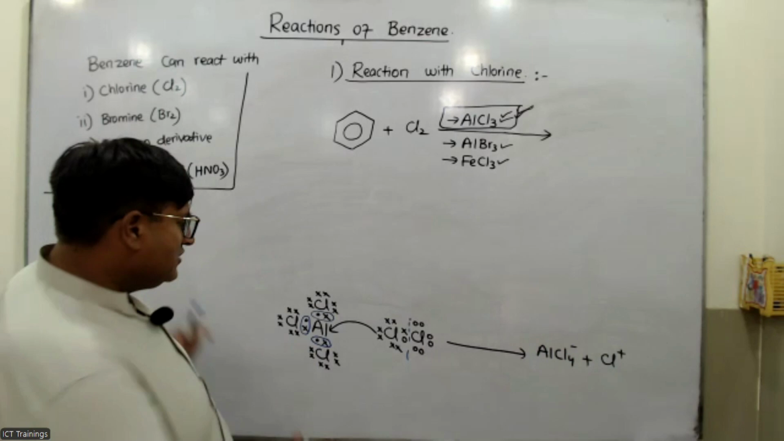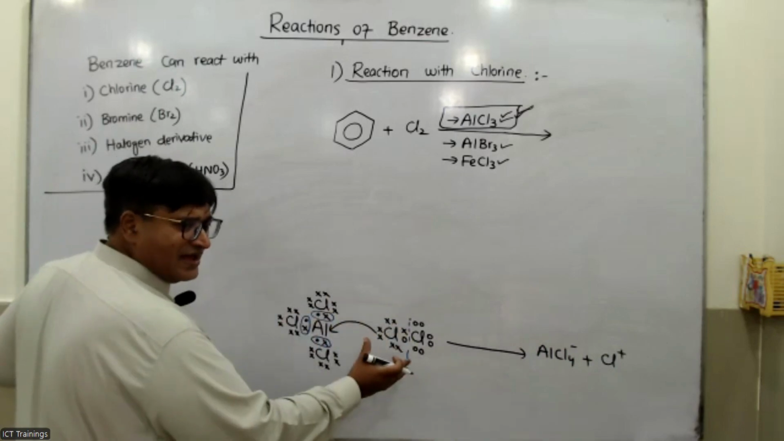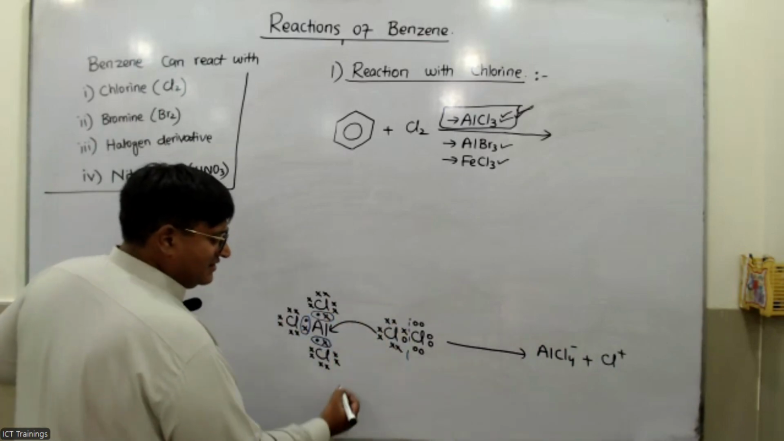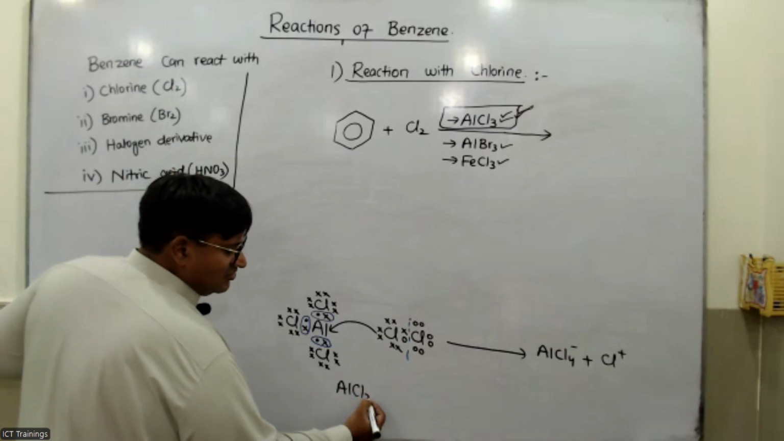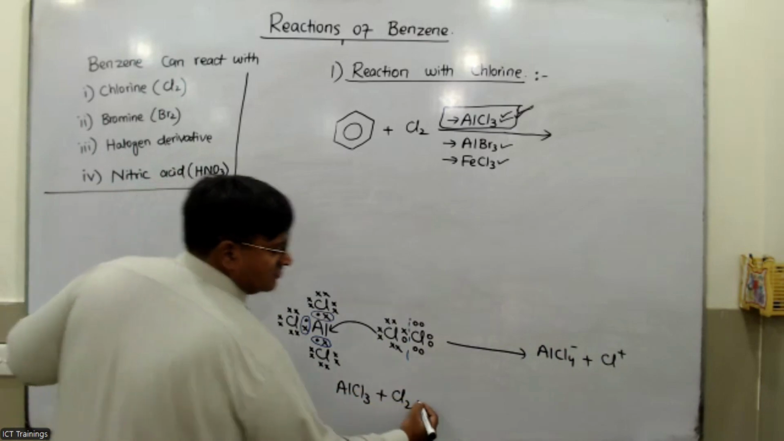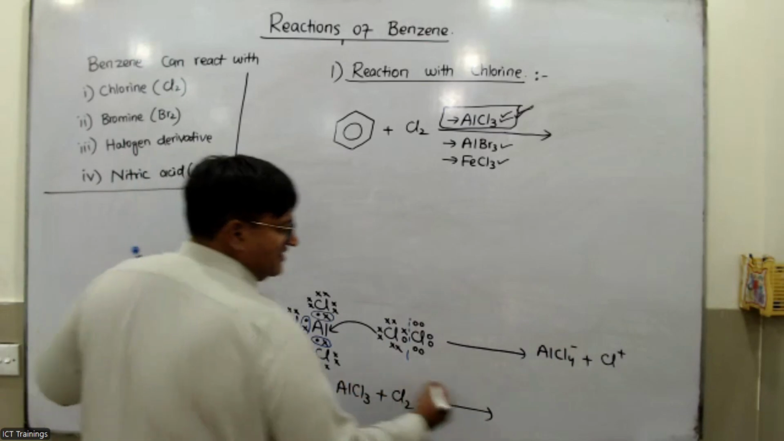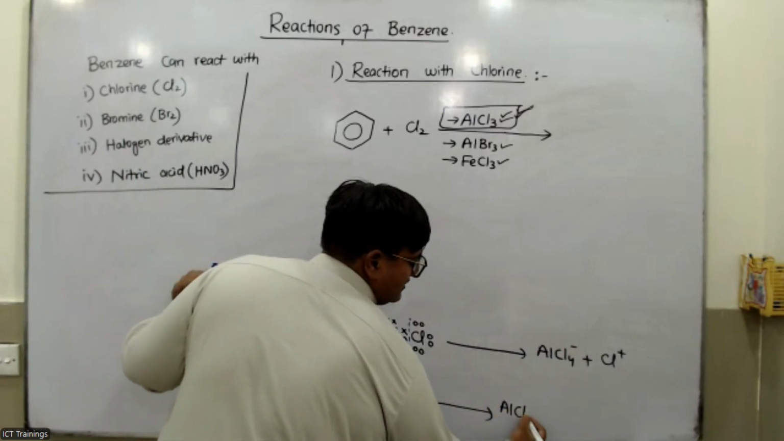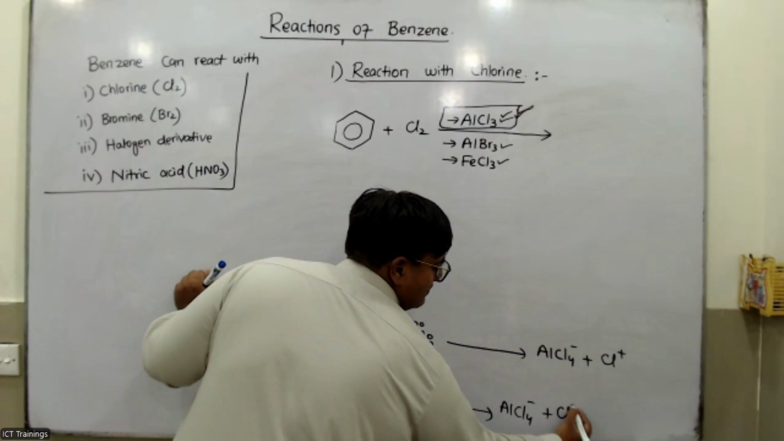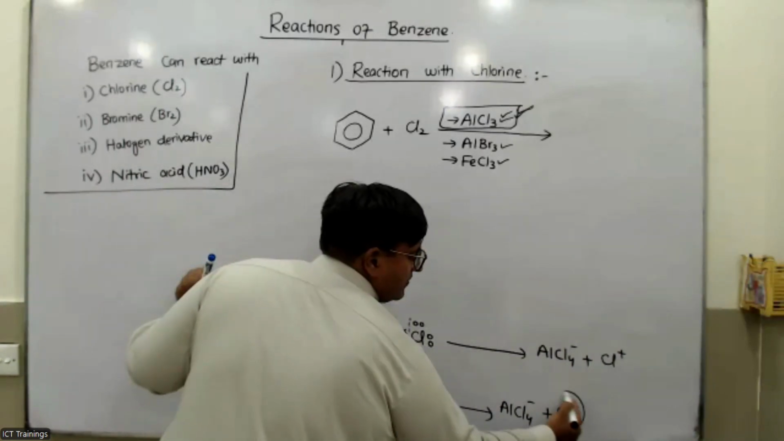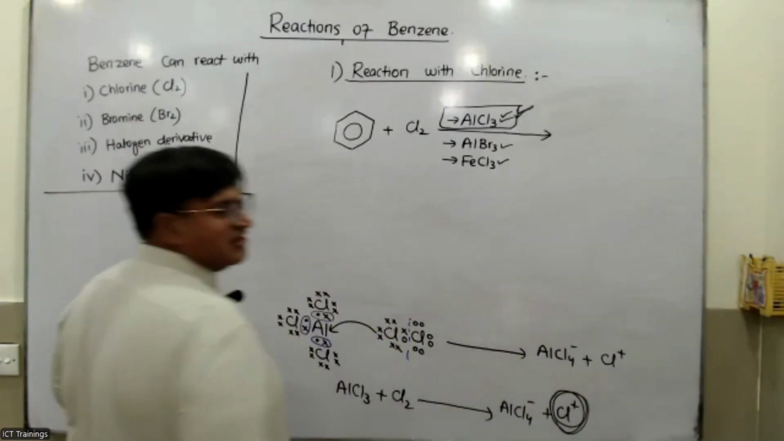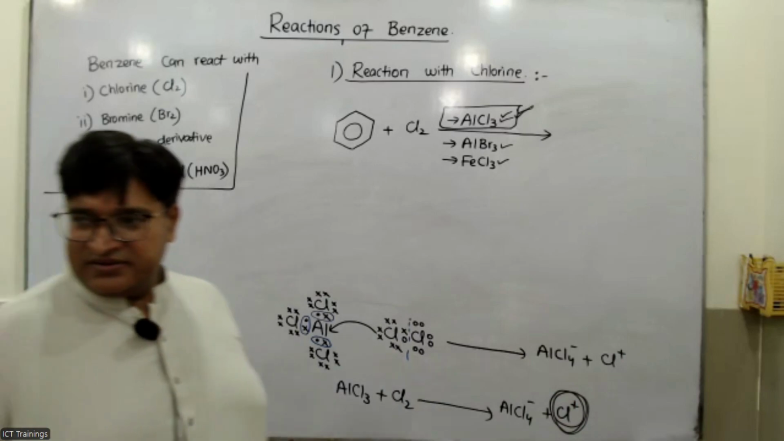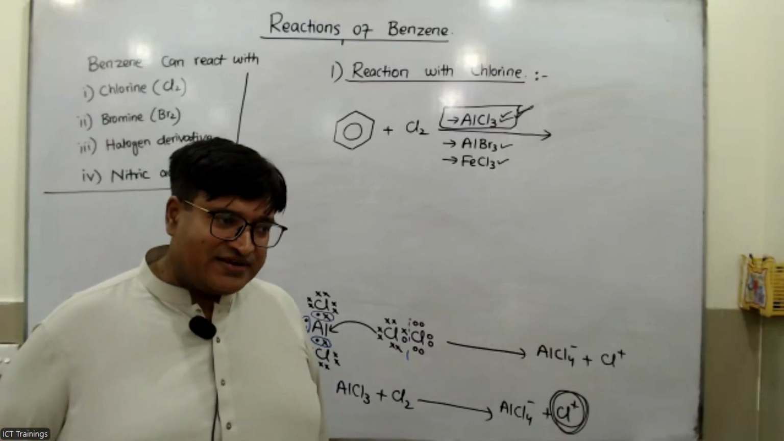In the paper you don't need to draw this whole diagram. You can write it like that: AlCl3 would react with Cl2, so one of the Cl would be attached up here. So AlCl4 negative and Cl positive. So this abnormal electrophile has been generated. Did you get it? Online students, did you get it, beta?